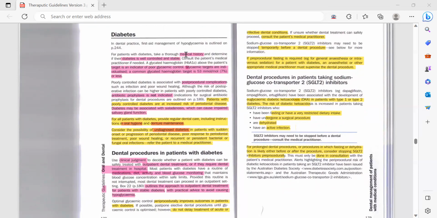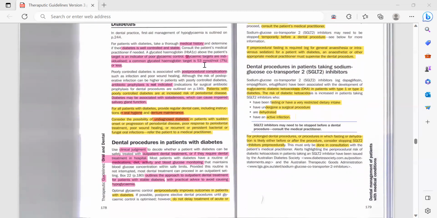Okay, so you need to ask the patient a thorough medical history. You need to make sure that their diabetes level is controlled and stable. If you are not sure, then you can also consult their GP.